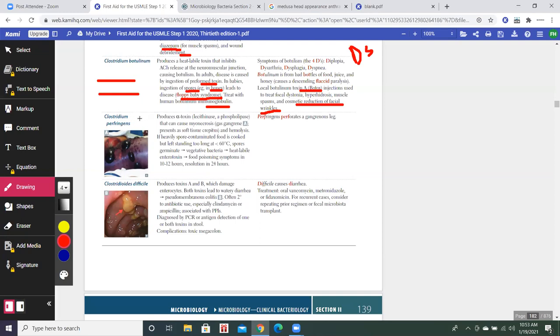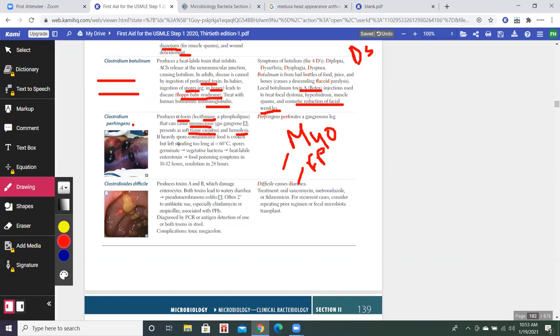Okay. Next one is Clostridium perfringens. Clostridium perfringens produces a necrotoxin. This is basically an alpha toxin known as lecithinase. It's a phospholipase that can cause myonecrosis, right? Gas gangrene, and they present as soft tissue crepitus and hemolysis. Clostridium perfringens can cause two types of damage. First of all, they can cause myonecrosis, and they can also cause food poisoning.